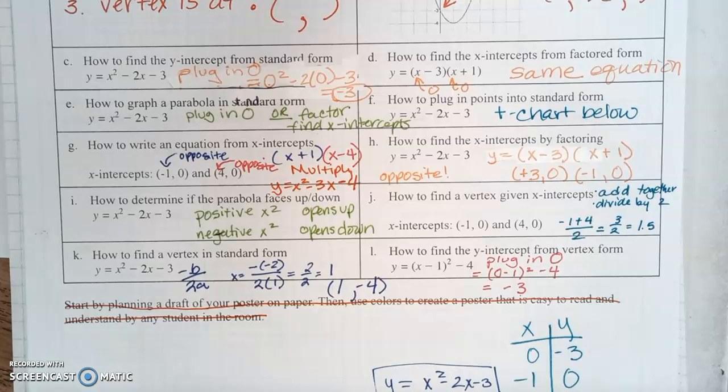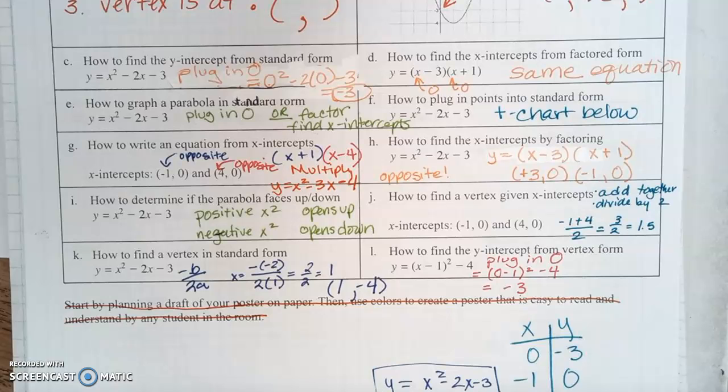Box number I says, how do you determine if the parabola faces up or down? I prefer the word opens. They like the word faces. It's kind of like a personal preference, but basically, if your x squared is positive, your parabola is going to open up. And if your x squared is negative, your parabola is going to open down. This way, this way.